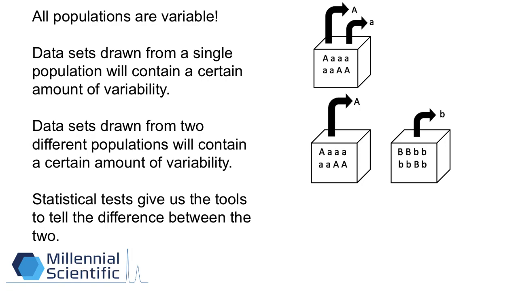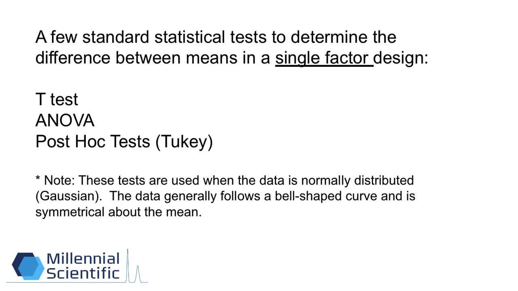Descriptive statistics and graphs may strengthen our intuition on a situation, but they are not sufficient evidence to make conclusions. It is more scientifically rigorous to state that observed events occur with given probabilities. Then, set within a stochastic framework, one can say that decisions are made if events fall beyond a set probability level. A few standard statistical tests to determine the difference between means in a single factor design are the t-test and the ANOVA, and then the follow-up post hoc test.